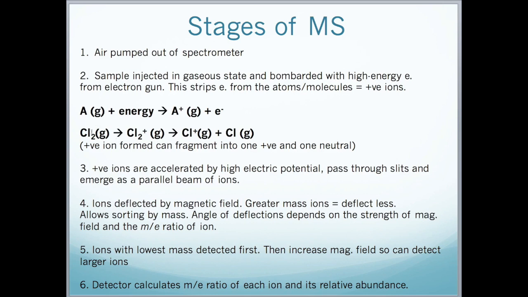First of all, chlorine as a gas. Chlorine usually comes as a diatomic molecule, so when we bombard it, it first becomes Cl2+ in gaseous form, but it can then also fragment into Cl+ and Cl. So one is neutral and one is charged. That's what we call fragmentation. Again, you can read through this. This is just a reminder.